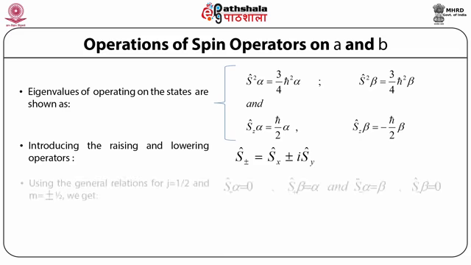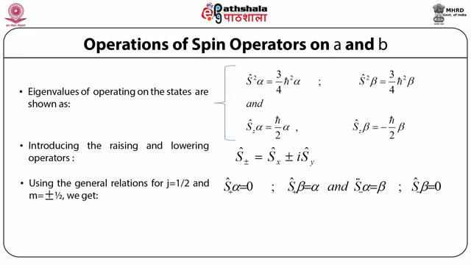And looking at the general relation for j equal to half, where the value of m is plus minus half, that is the magnetic angular momentum gives the value plus minus half, we get similarly over here operator S plus, that is the raising operator acting on the eigenstate alpha, gives the value 0, and the raising operator acting on the eigenstate beta gives a value alpha. That means when the raising operator acts on the spin up, it returns a value 0, and when the raising operator acts on spin down, it returns the value spin up.